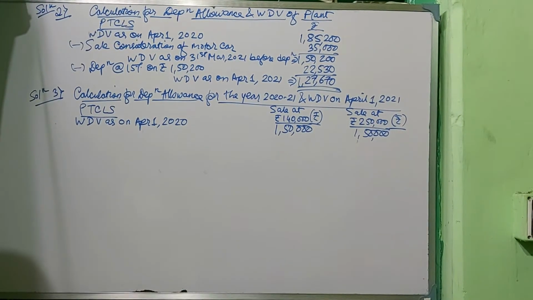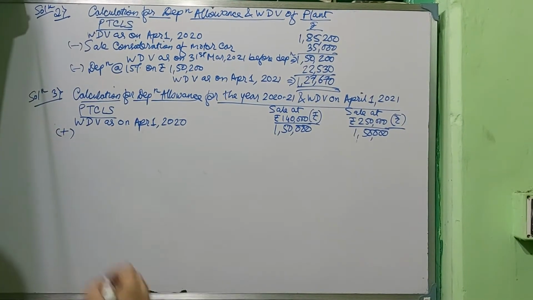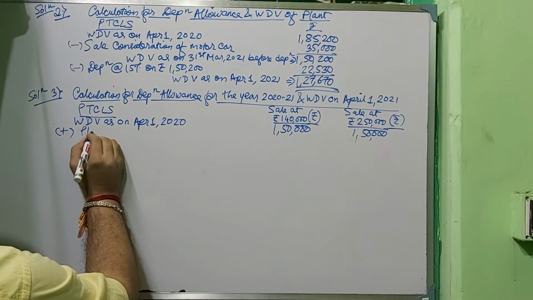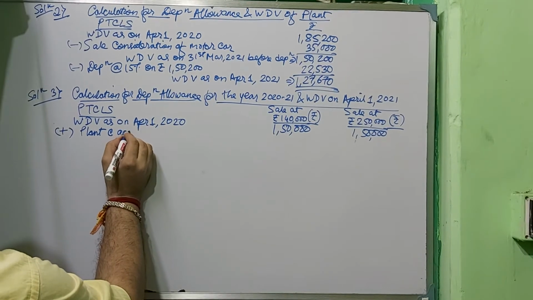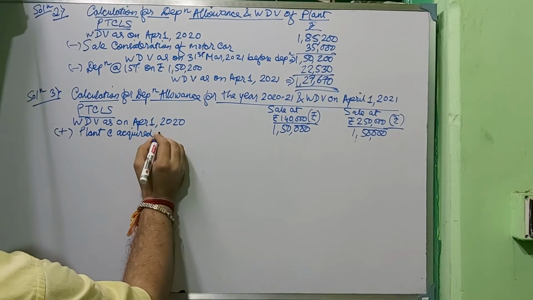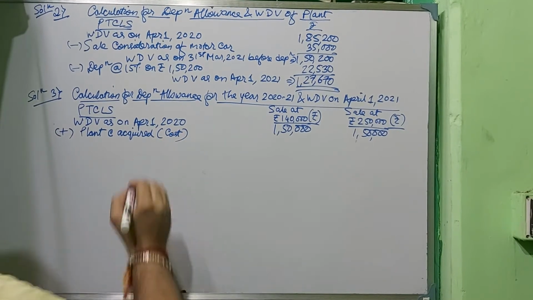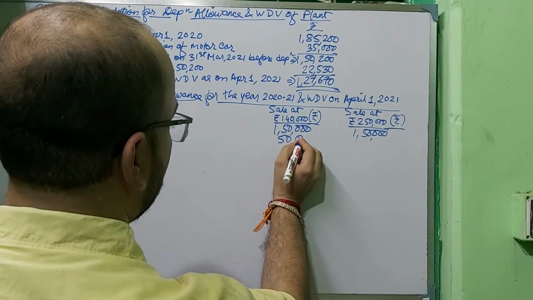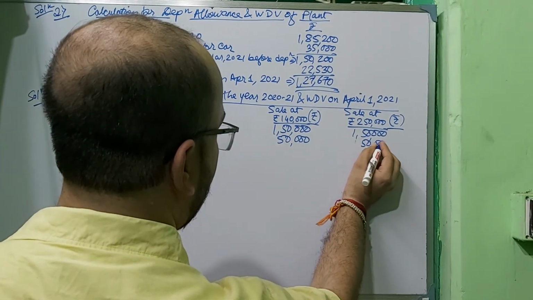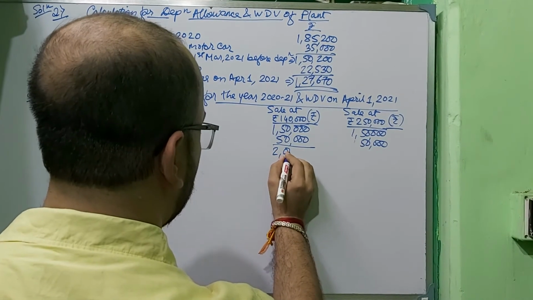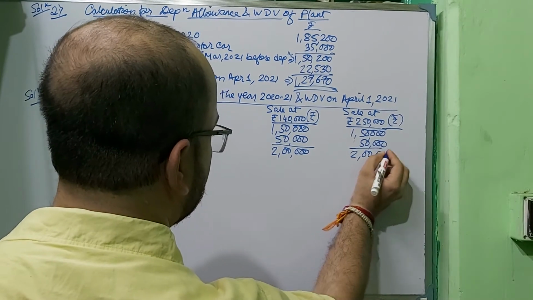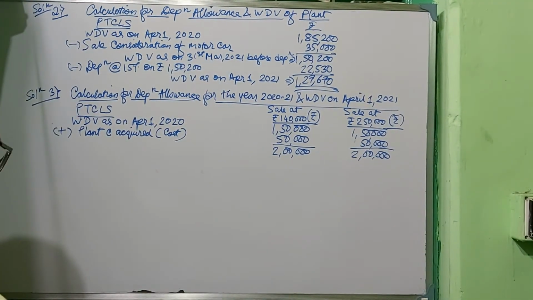So I think the plant has been acquired at rupees 50,000, cost of plant C. So it will be plant C acquired cost. So what is the cost? 50,000. So it will be 50,000 for both the cases, right? Becomes 2 lakh. It also becomes 2 lakh. No change. Right?